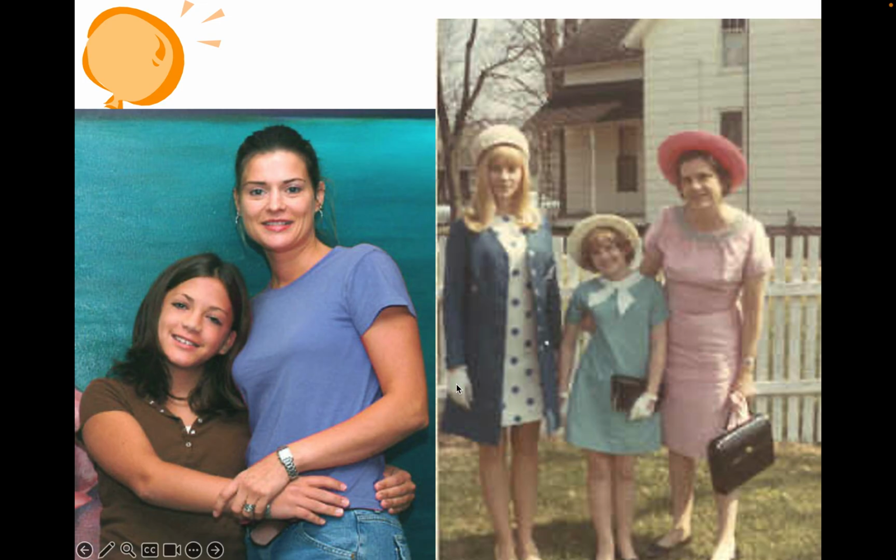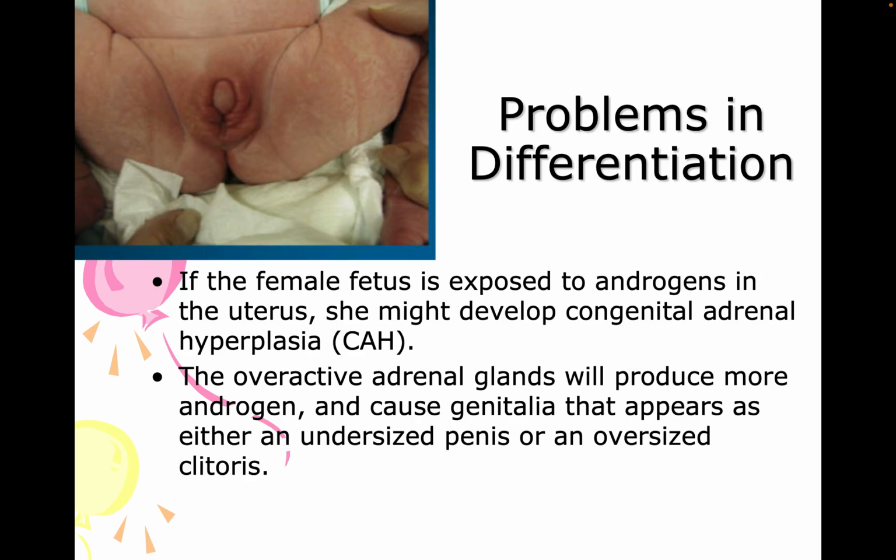And this is the case of somebody with Turner syndrome. This is the individual with Turner syndrome. This is her sister, who is actually younger than she is. And once again, this is somebody with Turner syndrome, and that is her sister.